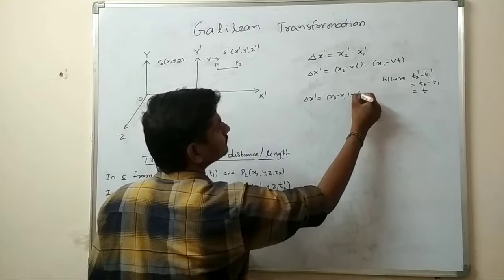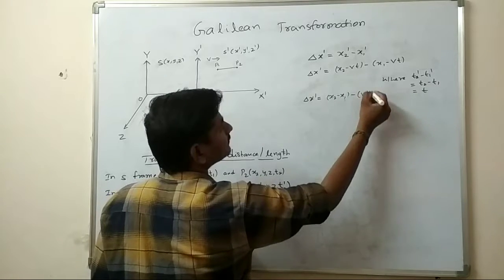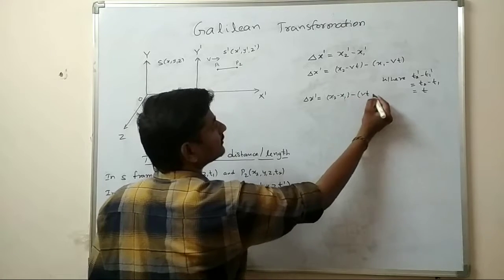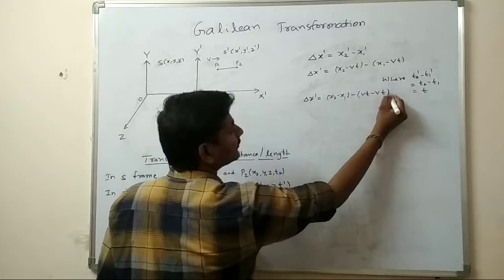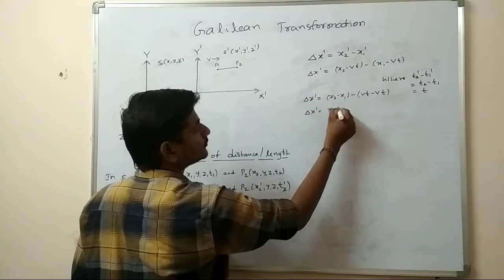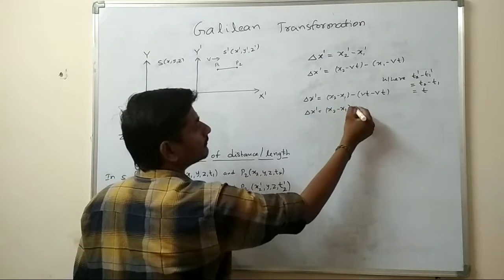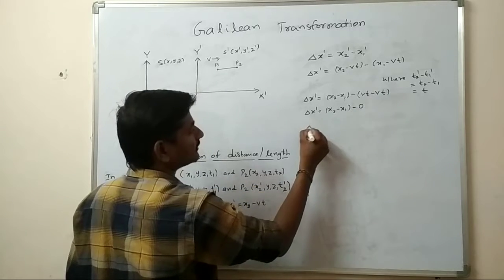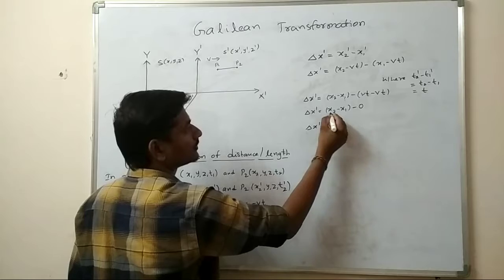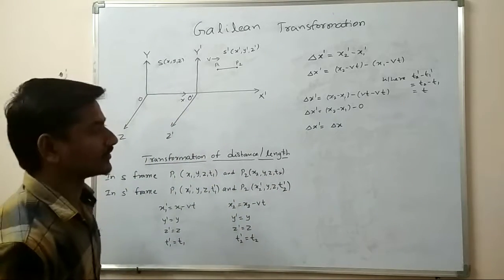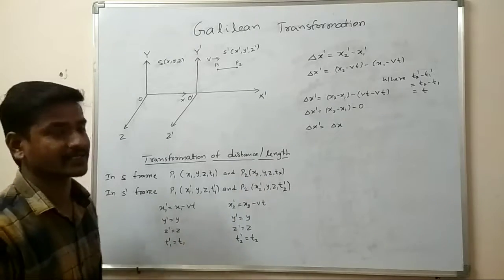minus vt, minus of minus plus, since the negative is outside the bracket, therefore minus v into t. Delta x dash is equal to x2 minus x1 minus vt plus vt, which is 0. Delta x dash is equal to x2 minus x1, which is the change in position in the S frame, therefore we can write it as delta x.